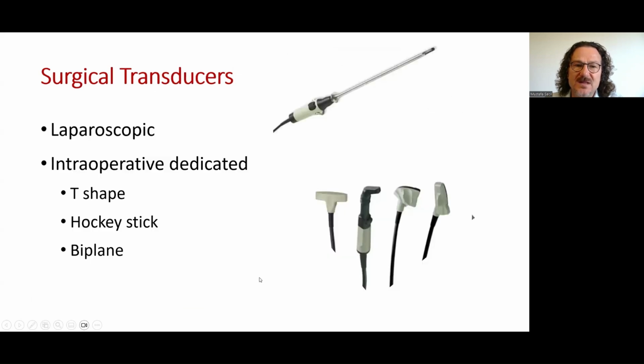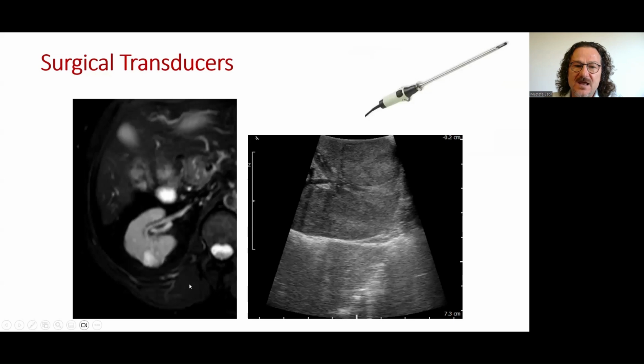Surgical transducers may be laparoscopic or intraoperative, dedicated with different shapes. This is an example of laparoscopic transducer use. You see the endophytic tumor of the kidney, which cannot be seen during the operation. By laparoscopic transducer, the lesion may be delineated for the surgery.